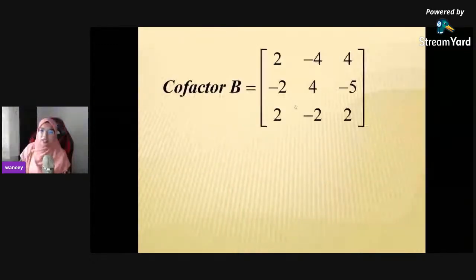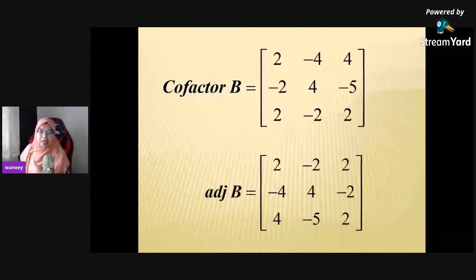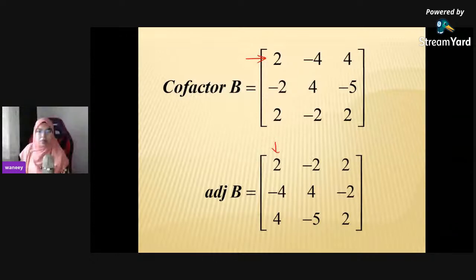Okay, so the cofactor is 2, negative 4, 4, negative 2, 4, negative 5, 2, negative 2 and 2. So that means the adjoint. We simply take the transpose of the cofactor. So 2, negative 2, 2, negative 4, 4, negative 2, 4, negative 2 and 5. We change from row to column, change row 2 to column 2, change row 3 to column 3. So those are the adjoint.